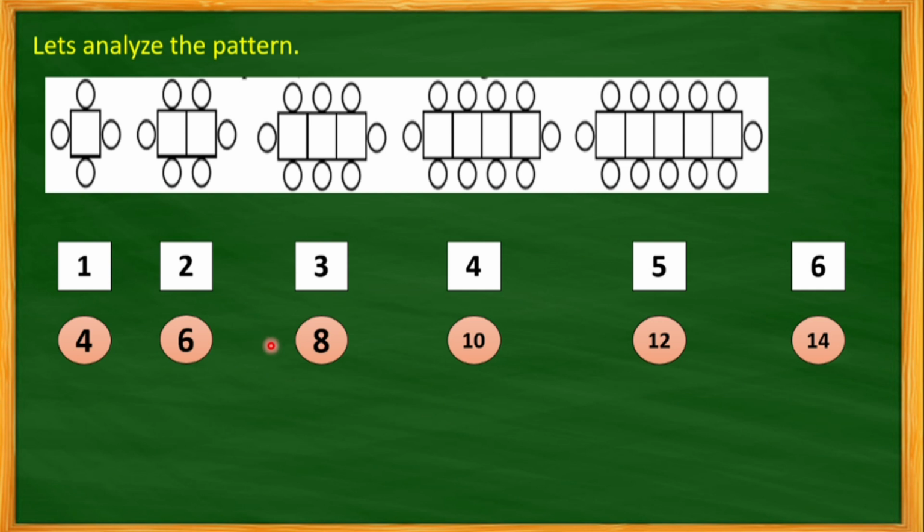So, what do you notice about the pattern? It adds 2 chairs for every added table. So, 4 plus 2 is 6, 6 plus 2 is 8, 8 plus 2 is 10, 10 plus 2 is 12, and 12 plus 2 is 14. So, the correct answer for this one is 12 because all we need to do is to combine 5 tables. 1, 2, 3, 4, 5.